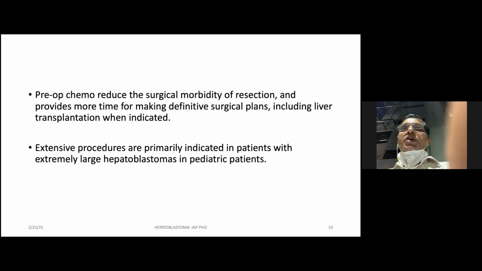Pre-op chemotherapy has been seen to reduce surgical morbidity of resection and provides more time for making a definite surgical plan. Supposing we are waiting for liver transplantation, when indicated, we should give chemotherapy first so that we can buy some more time before we plan the donor and which hospital to refer to, where the transplant surgeon is available. Accordingly, we get some time if we start pre-op chemotherapy. And when we have extensive procedures, pre-op chemotherapy comes very handy.